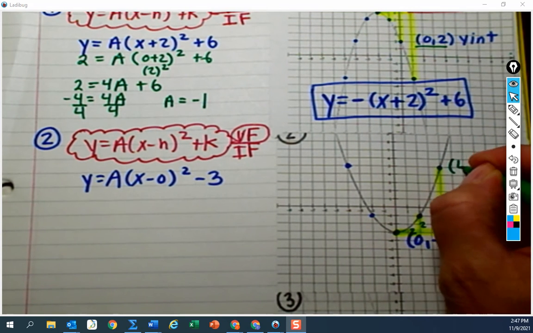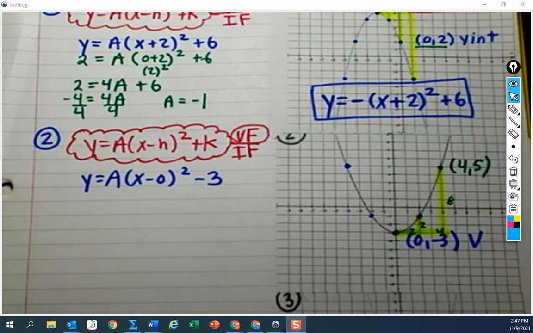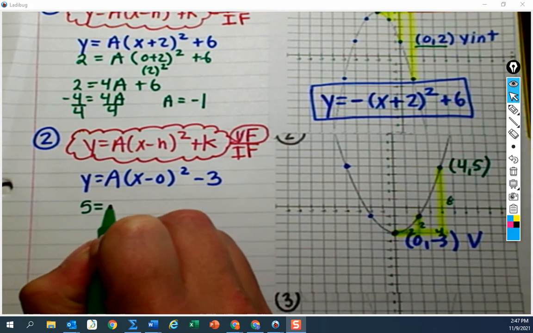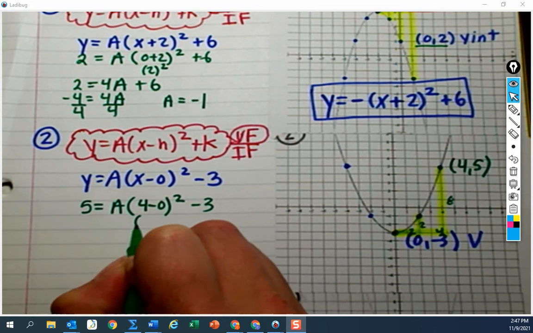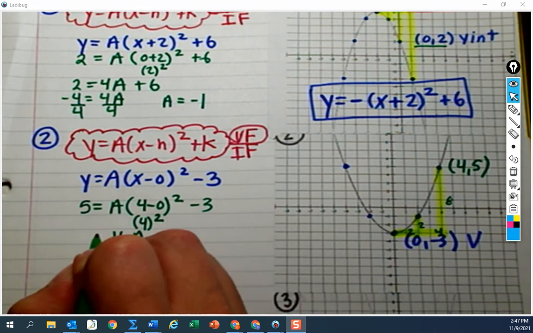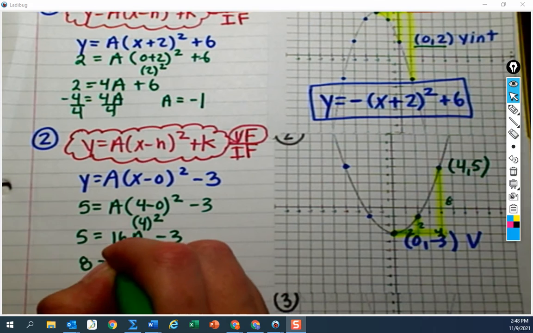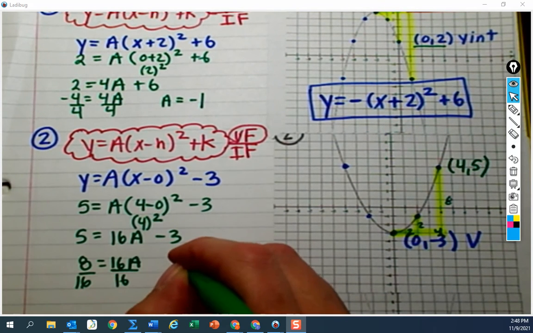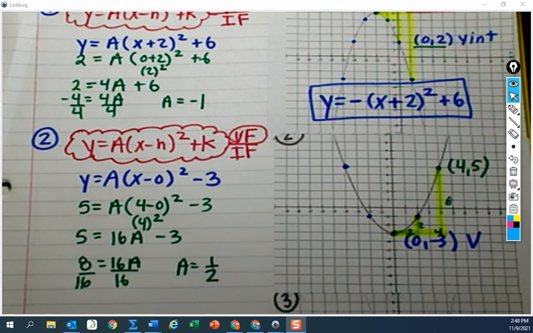I'm going to pick a point here. I like positive coordinates, so I'm going to use the positive coordinate. I'm just going to pick a point, and I'm going to plug it in, and I'm going to see what happens. 8 equals a times 4 squared minus 3. So that's 16a minus 3. So we get 8 equals 16a, and then I divide, so a equals 1/2. a is 1/2.